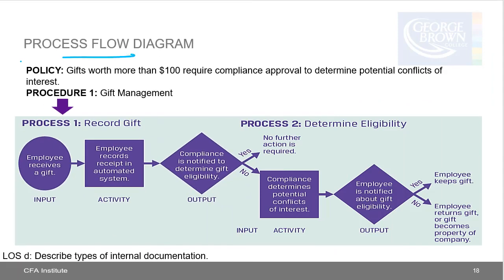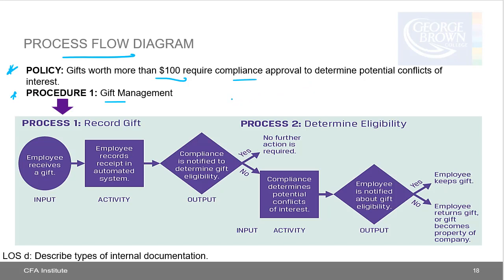So now we're going to look at a process flow diagram. And the policy is that gifts worth more than $100 require compliance approval to determine potential conflicts of interest. So the procedure is gift management. Okay, so the policy is regarding gifts worth more than $100. The procedure is gift management.